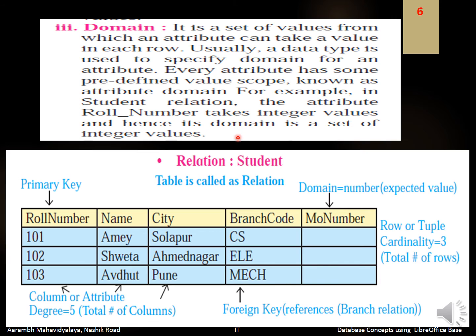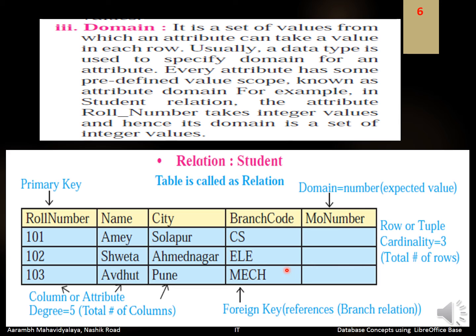Then the next thing is the domain. It is a set of values from which an attribute can take a value in each row. Here domain is a number of expected values. How many expected values are here? 1, 2, 3. Therefore its domain is 3.